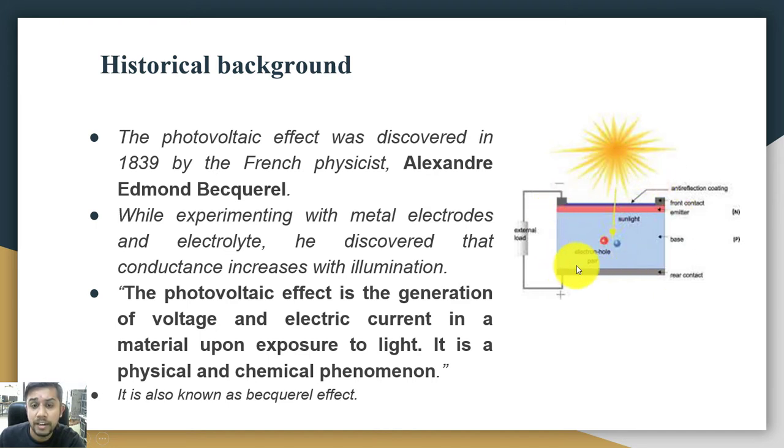This is the experimentation done with the metal electrodes and electrolyte. So this shows that the conductance increases, meaning the resistance is decreasing, with the amount of sunlight imparted on the flat surface of metal conductors.